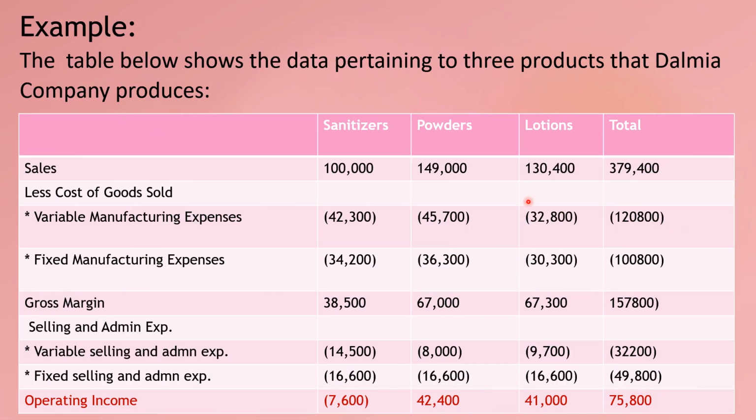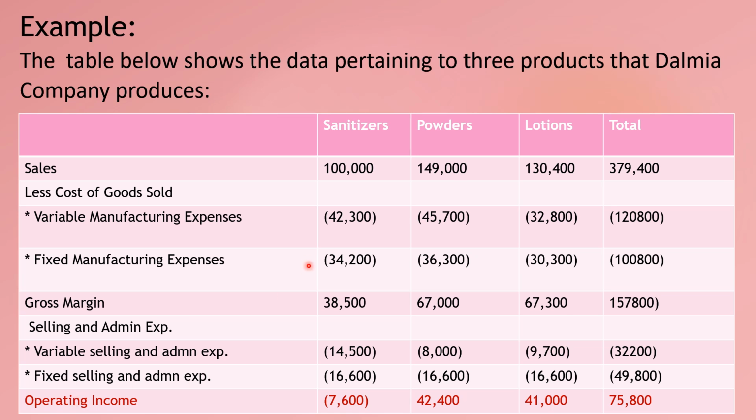Let's see a scenario and understand this concept with the help of this example. This example I'm going to use throughout the video to explain this concept. Now, if you see in this concept, data has been prepared about 3 products: sanitizers, powders, and lotions. They've given the income statement where they have calculated the operating income.